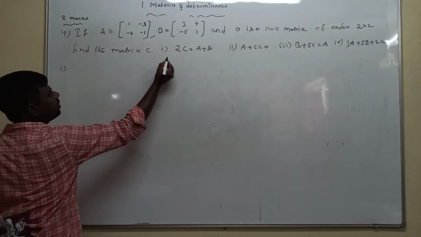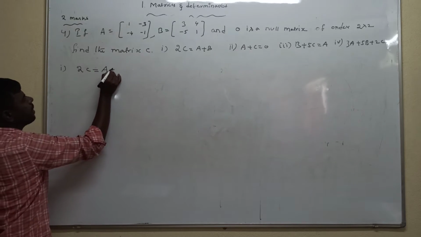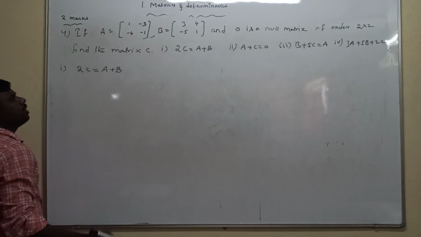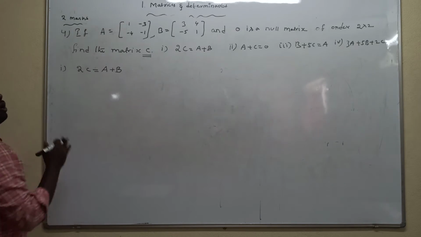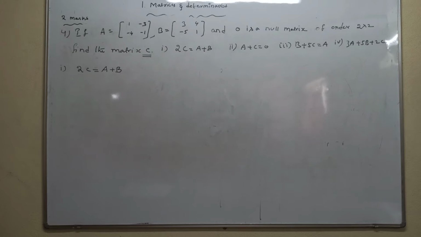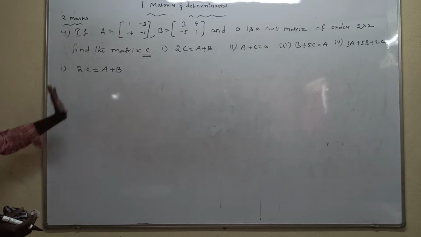Solution. First one, they are given 2C is equal to A plus B. What are they asking? Find the C matrix. That's why we keep the C matrix on the left hand side, and the remaining values have to go to the right hand side. Here C is already on the left hand side, so directly we have to find the C matrix.